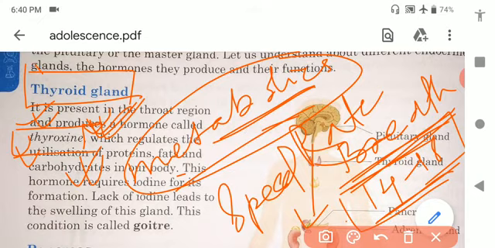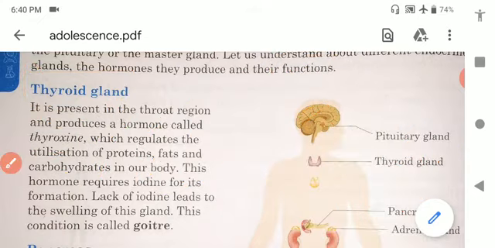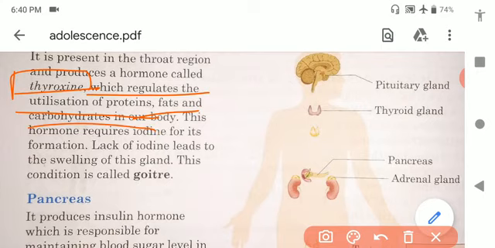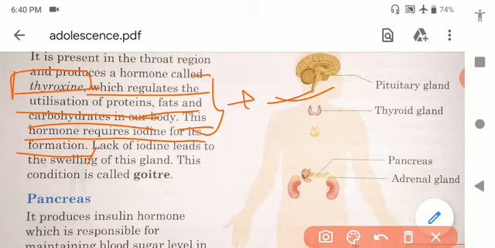So the speed of all the metabolic functioning inside the body is controlled by thyroxine. Understood? It also regulates the utilization of protein, fat, and carbohydrate in our body. This hormone requires iodine for its formation. So that is the main function. Whatever function is given in your book, you have to learn that. Obviously I told many more things, but according to the standard of the class you need not learn that much. Whatever I told, if you want to write it, you can, and that is also very good for preparation.